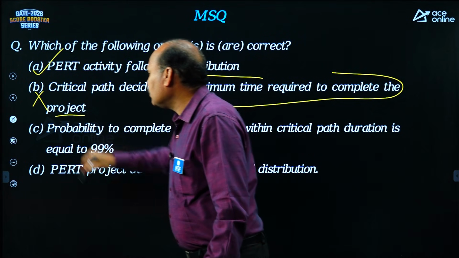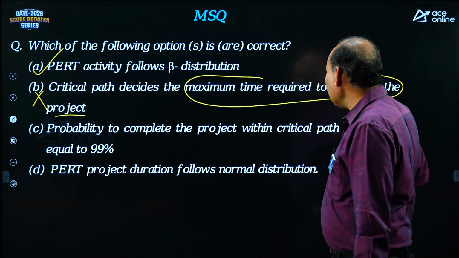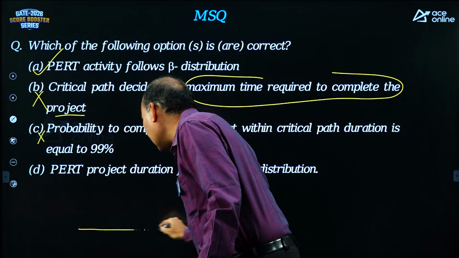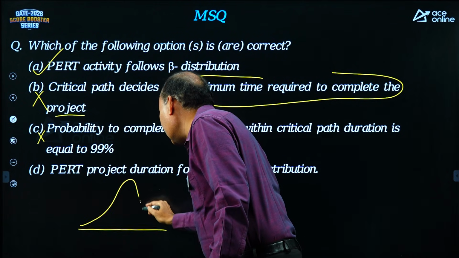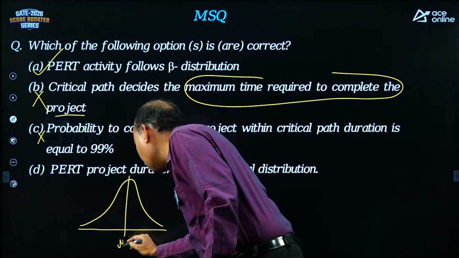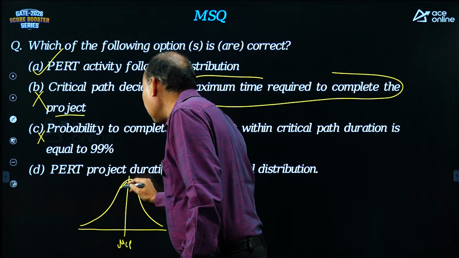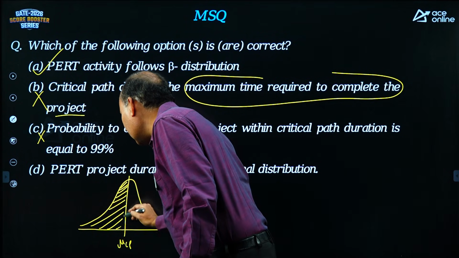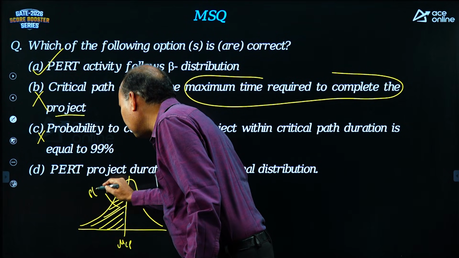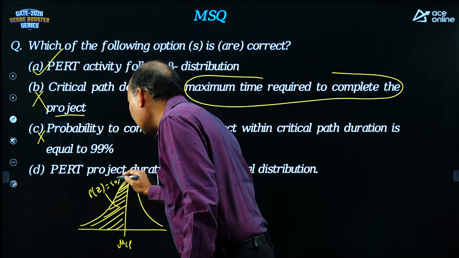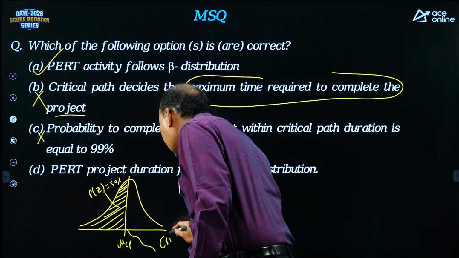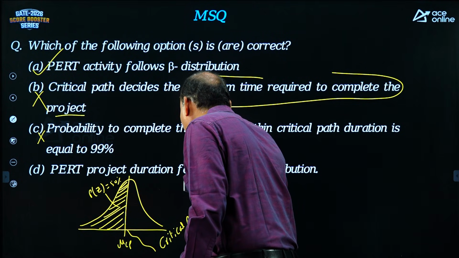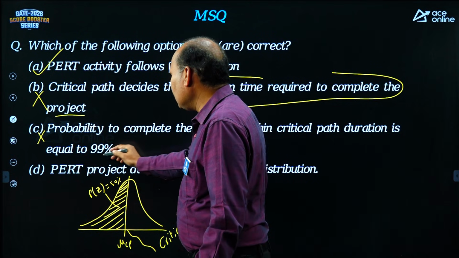So delete this. Probability to complete the project within critical path is equal to 99%. It is wrong. Suppose you take the critical path, which is exactly mu, Cp. What is the probability of completion under the critical path duration? 50%. Critical path is always giving 50% probability of completion. He mentioned 99%.